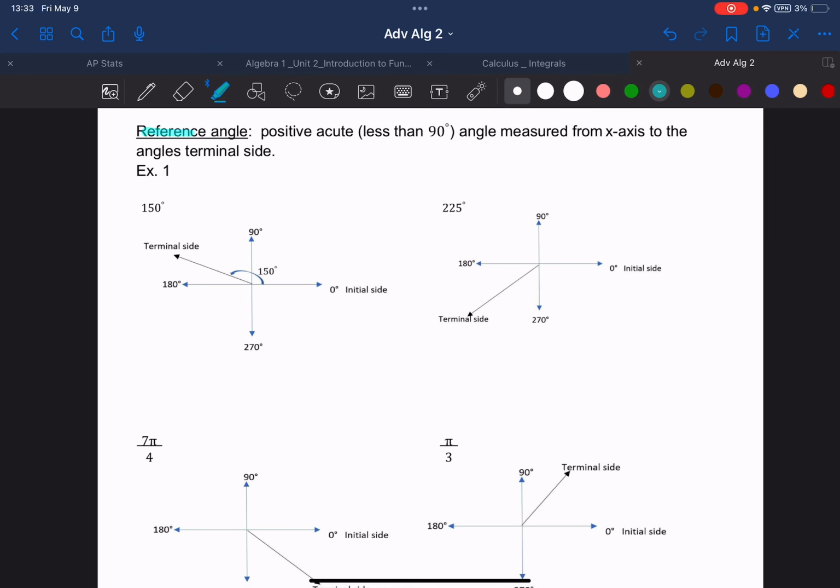Next part is a reference angle. So a reference angle is a positive acute angle measured from the x-axis to the angle's terminal side. An acute angle is an angle that is less than 90 degrees. So let's look at the first example here.